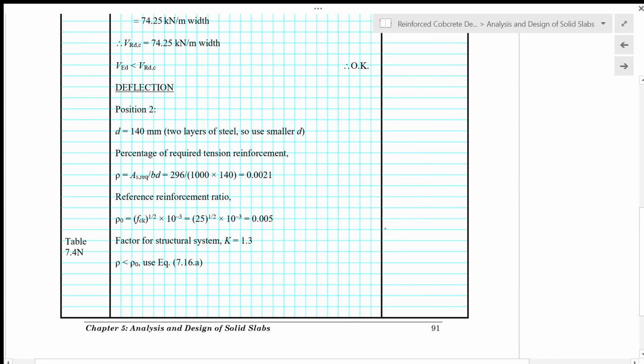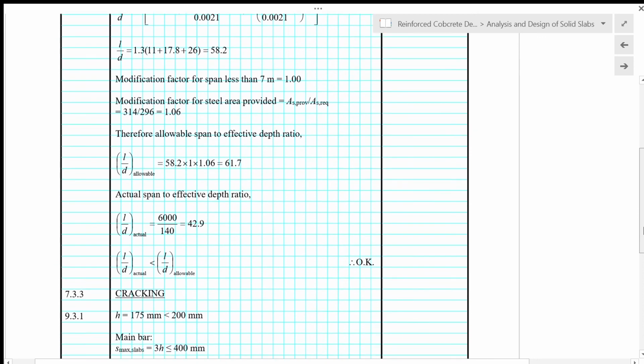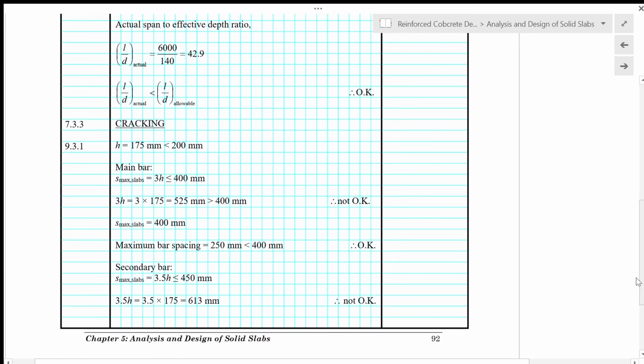So rho is smaller than rho 0, so we use equation 7.16.a. So L over D as calculated is 58.2, and the slab is a 6 meter span. So the multiplication factor for span that is less than 7 meter is 1. And the multiplication factor for steel area provided is 314 over 296, so it's 1.06. So the allowable span to effective depth ratio is 61.7, and the actual span to depth ratio is 42.9, which is less than the allowable, so it's okay.